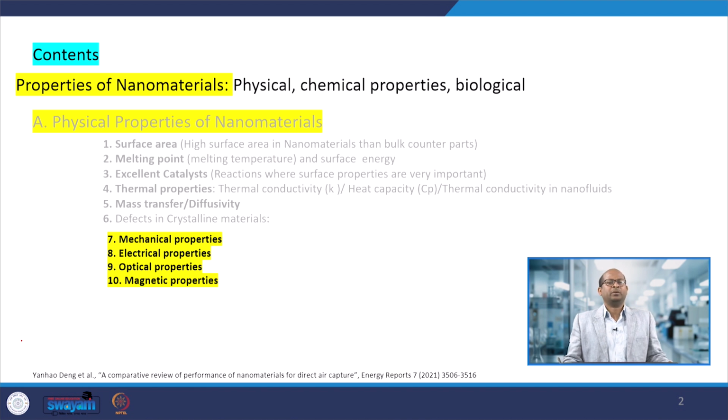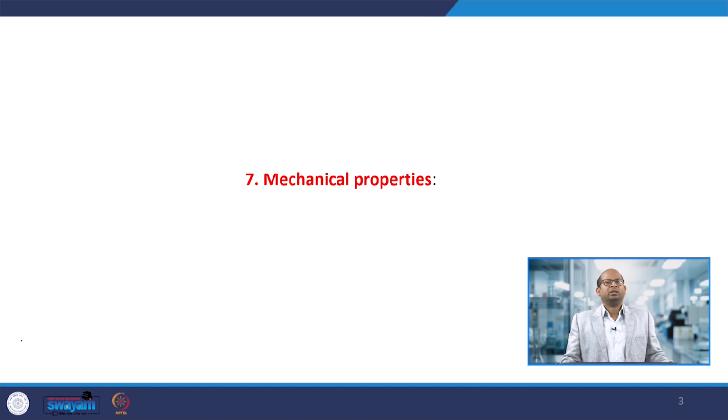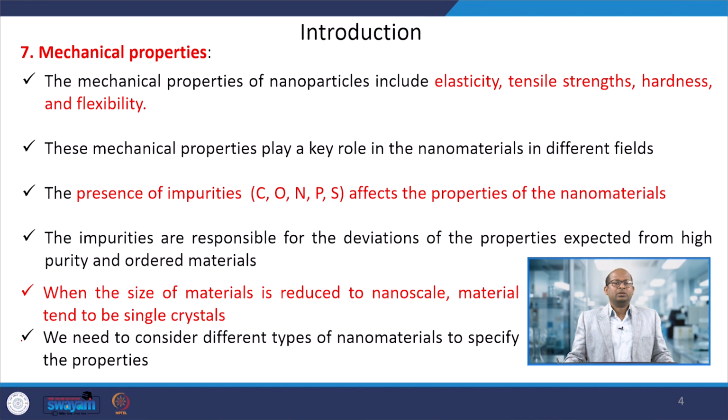Today we will discuss the mechanical properties, electrical properties, optical properties and magnetic properties of the nanomaterials that we prepare. Whatever materials we prepare, whether iron based, cobalt based, nickel based or any other, in nano form they have a particular property. That property is useful when we prepare the materials, depending on how good it is for that particular preparation. First, we will discuss the mechanical properties of the material.